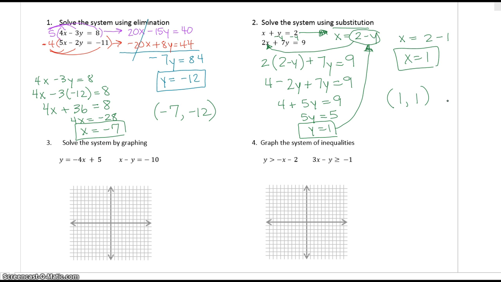Okay, so what do these ordered pairs mean? Those are the solutions to the system. That means that that point, that value of x and that value of y, work in both equations. So if you were to plug them back in, it would work in both equations.